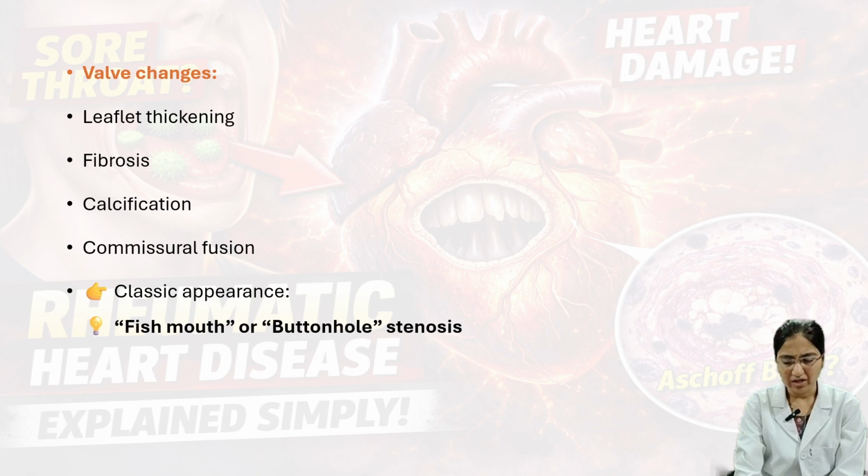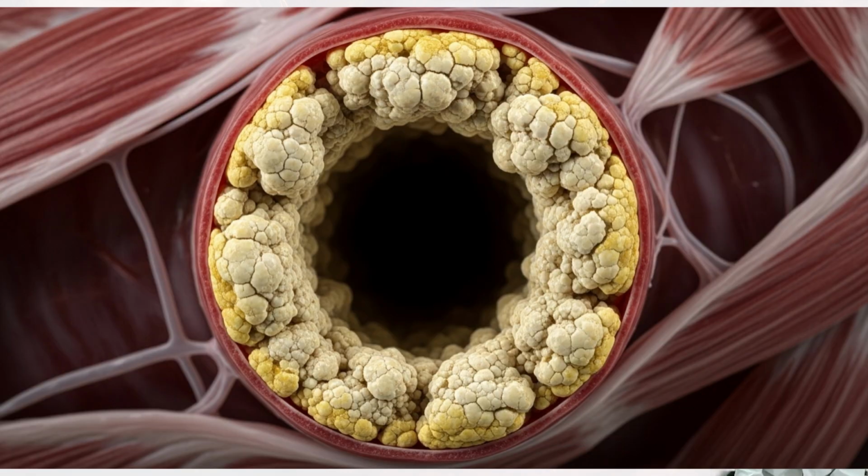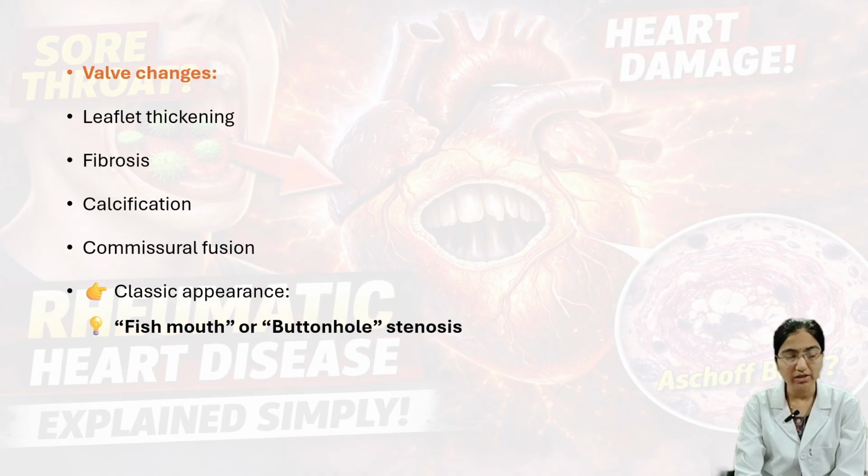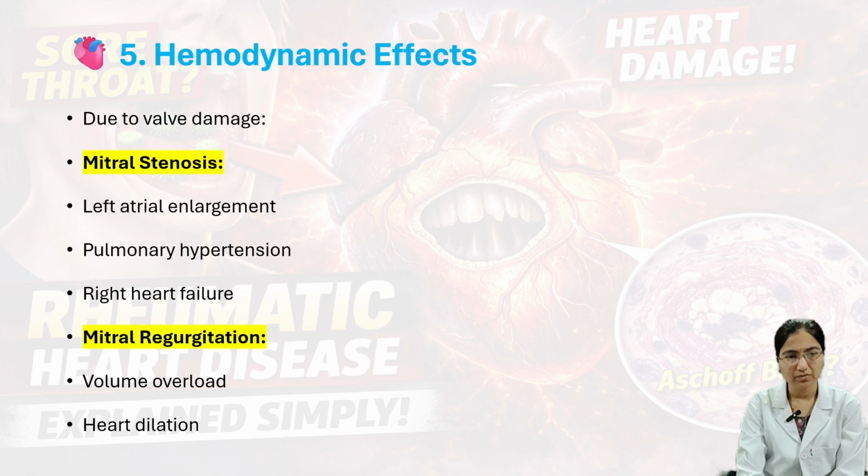Leaflet thickening. Here the heart valve becomes stiff and thick. And then fibrosis. After that calcification. Here calcium deposition we can see. And then commissural fusion. Here the valve edges are going to join. And then the classic appearance, we can see fish mouth or buttonhole stenosis at last.